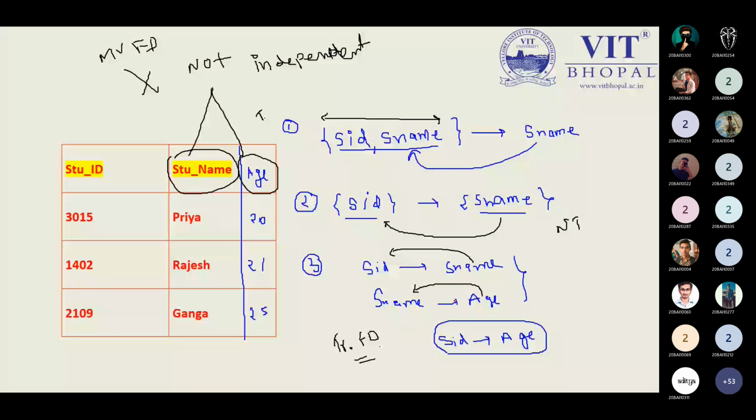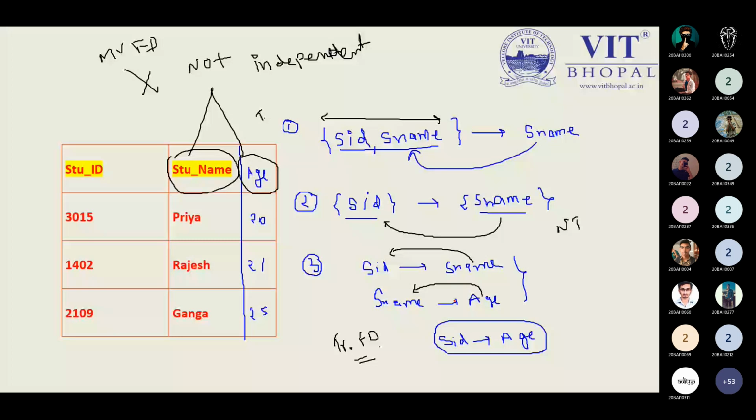But how are they not independent? Because we cannot judge an age from a student name. See, student name depends on the student ID. Are you agreed with this one? Logically, tell me yes or no. Yes, sir. And student age depends on the student ID. Can we say, is it true? Yes, sir. So student ID is an attribute on which the multivalued dependencies are based. Okay.